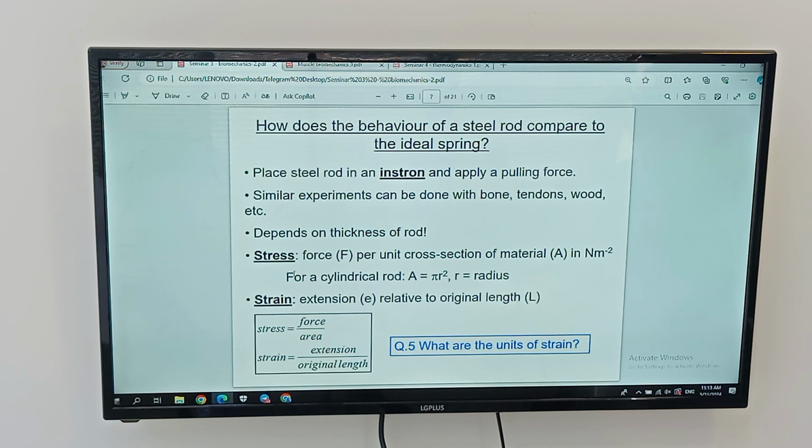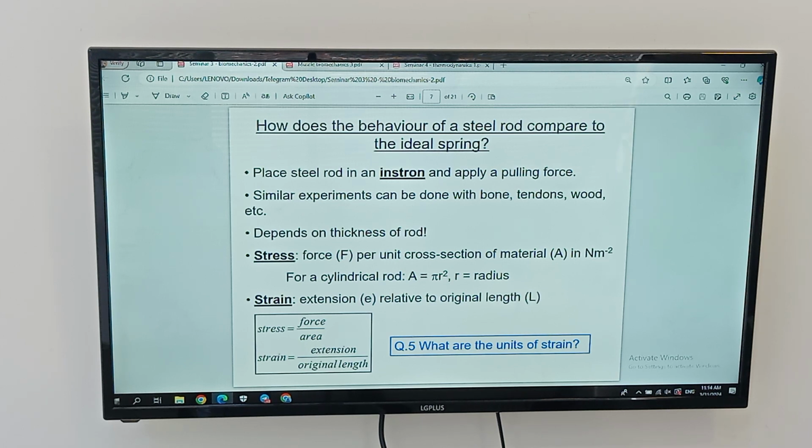We have two important words here, which are the stress and the strain. The stress is the force per unit cross section of material area, in Newton meter to the power of -2. For a cylindrical rod, the area is pi times radius to the power of 2. So, in short, the stress is the force applied. Okay? The strain is the extension relative to the original length.